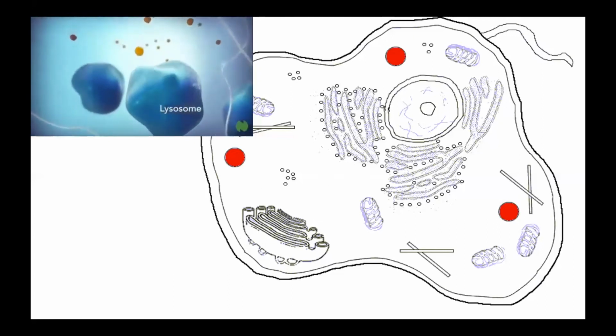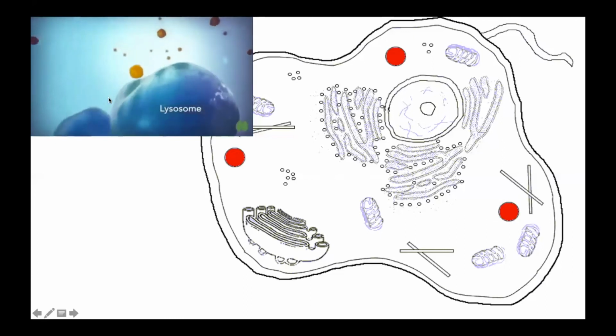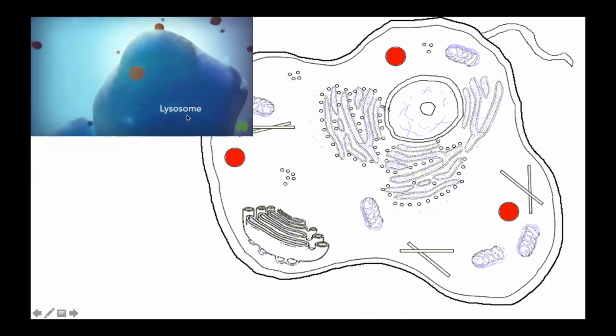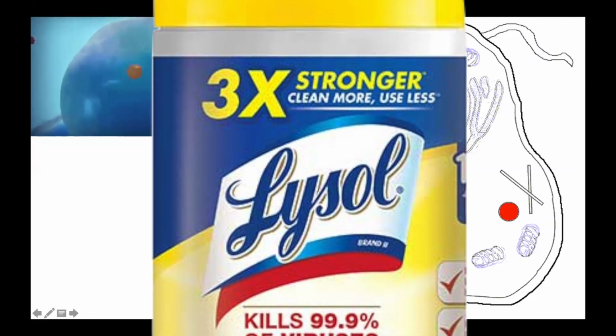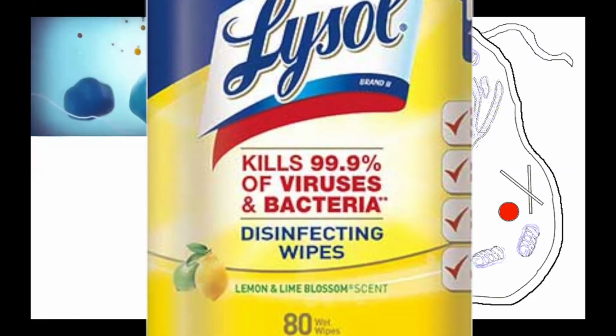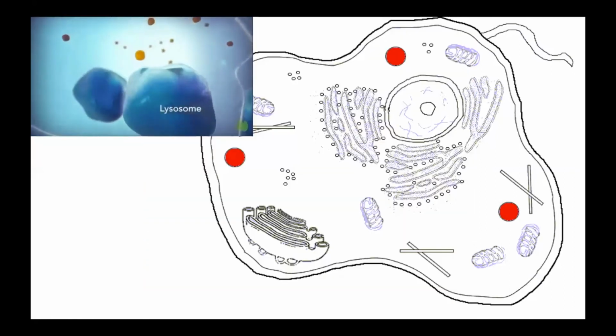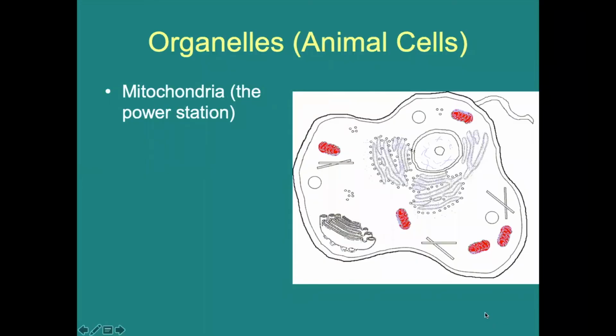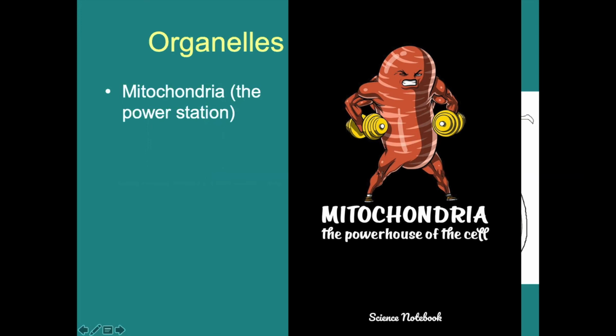Lysosomes are going to be cleaning the cell. Think, guys, lysosome. What does that sound like? Lysol. It sounds like Lysol, which you use to clean. Lysosome, Lysol, cleaning. The next big important thing going on is the mitochondria. Anyone on the internet probably has heard jokes about mitochondria, the powerhouse of the cell.